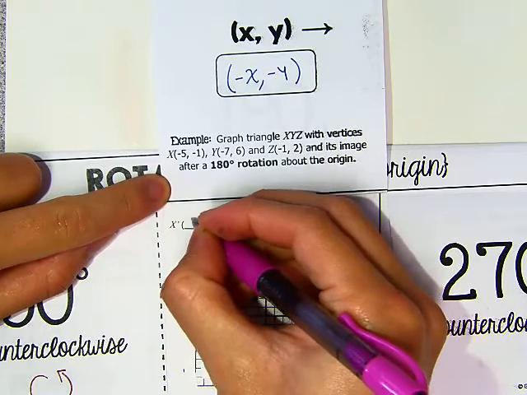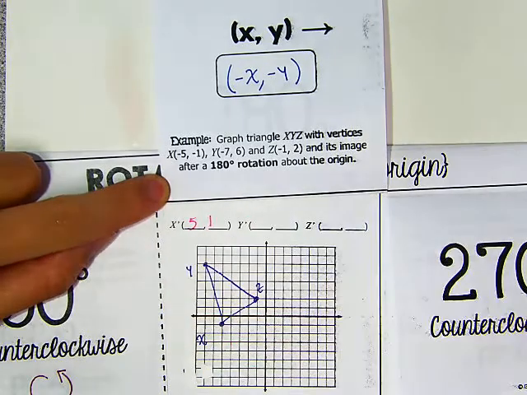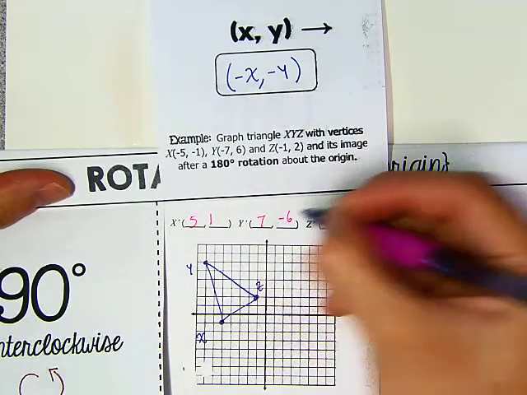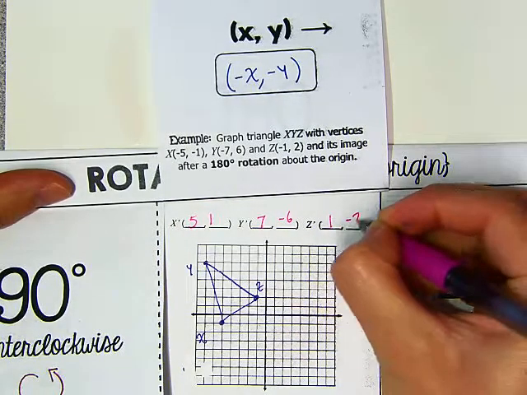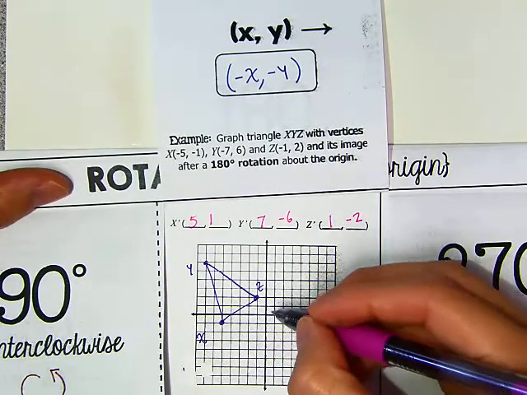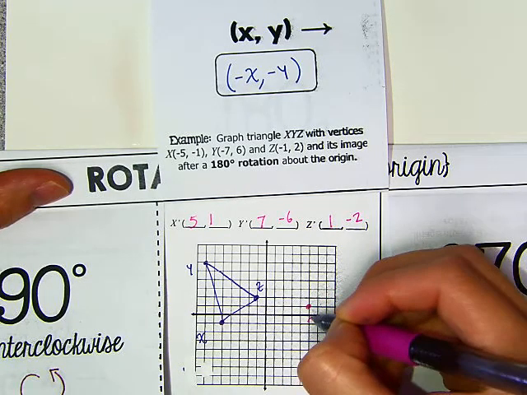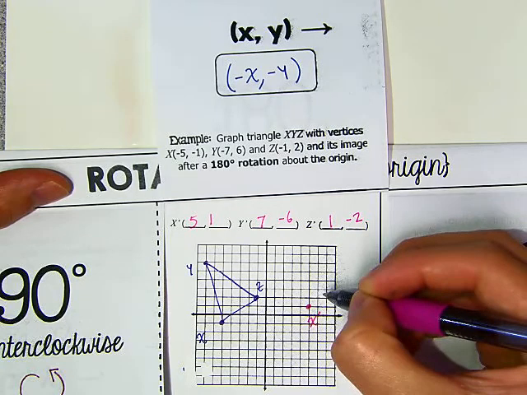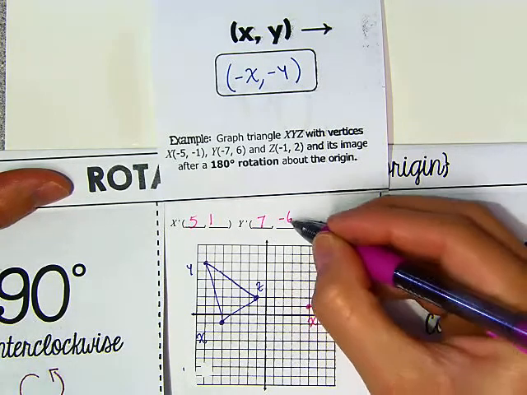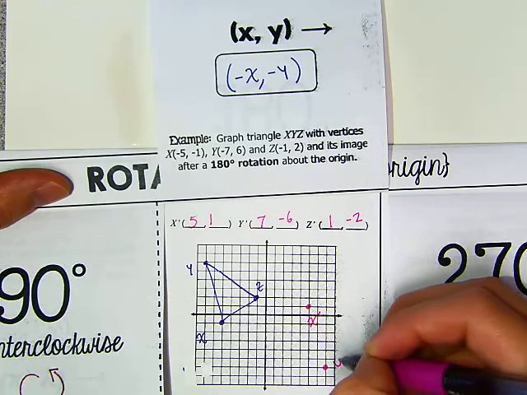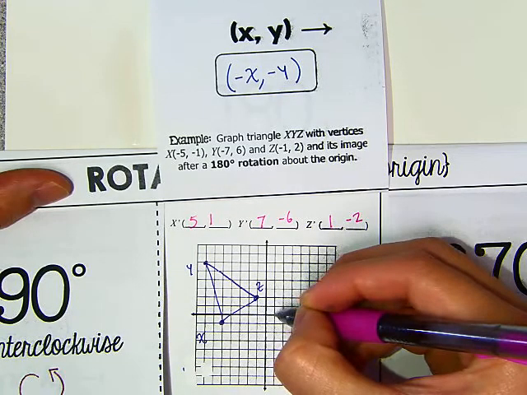In that case, we change them to the opposite sign, which is positive 5 and 1. Y becomes (7, -6), and z becomes (1, -2). So we are going to go ahead and graph that. 1, 2, 3, 4, 1, and that's our x prime. And then y becomes (7, -6), and z becomes (1, -2).